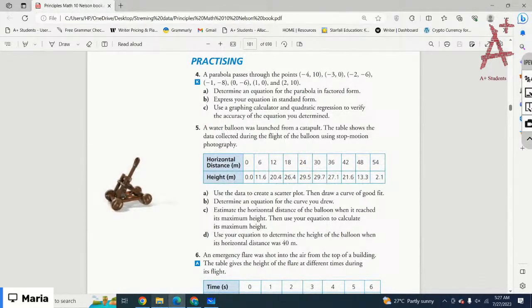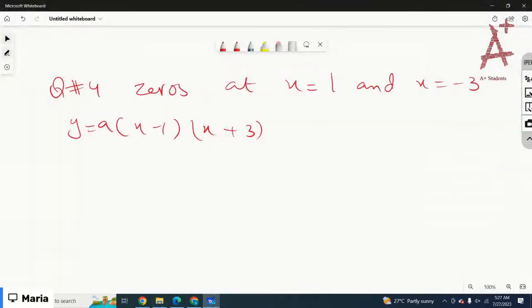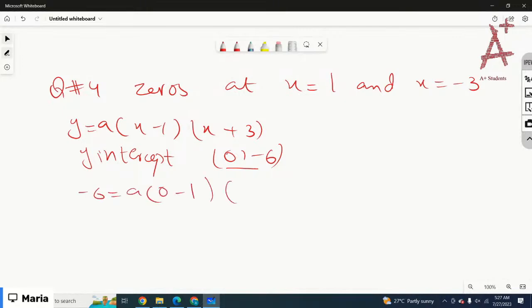The y-intercept is 0 and negative 6. Got it? So just put this point in the equation and calculate the value of a. So it would be negative 6 equals a times (0 minus 1)(0 plus 3). So it would be negative 6 equals a times negative 3. Divide both sides, so a equals 2.